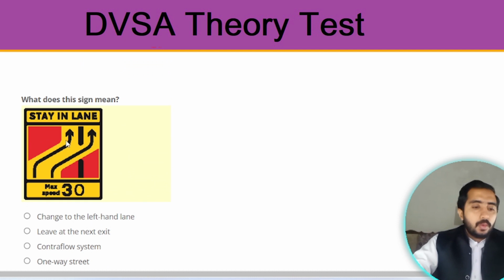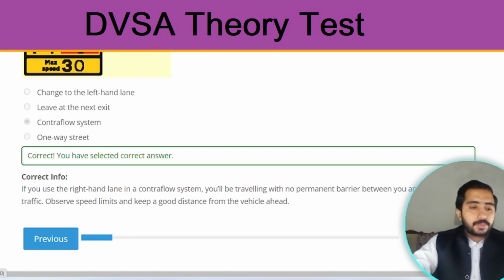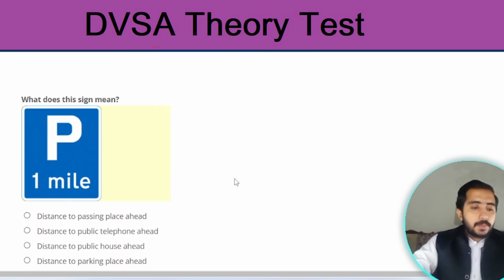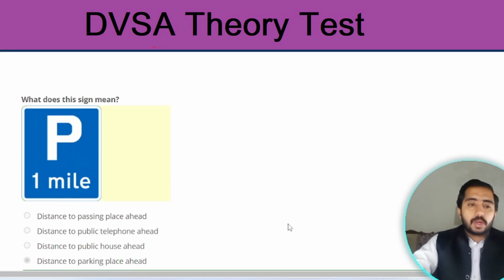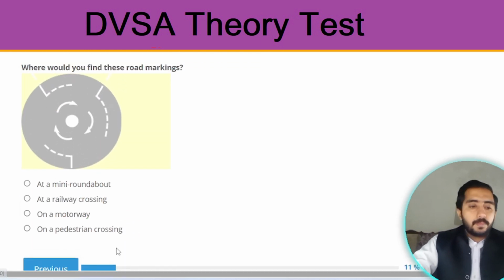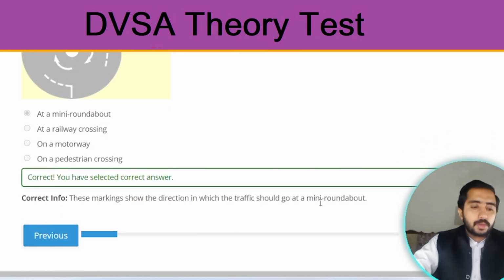Next question. What does this sign mean? This stay in line clearly represents a contraflow system. Next. What does this sign mean? Actually, this sign represents distance to parking place ahead. Option D is the correct option. Next question. Where would you find these road markings? These road markings are found at a mini roundabout. Option A is the correct one.